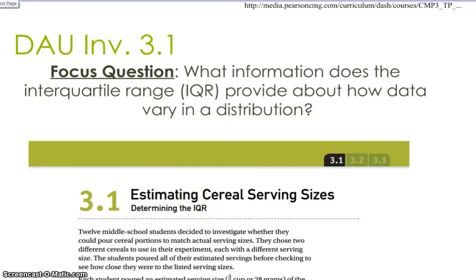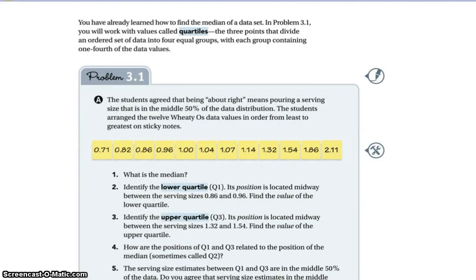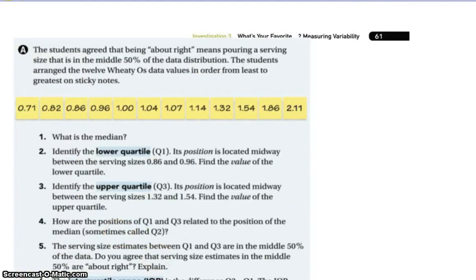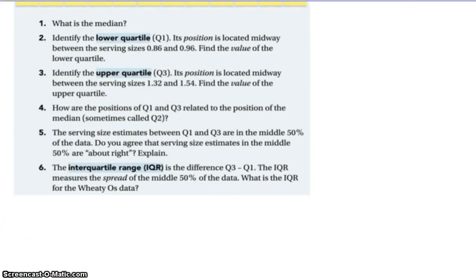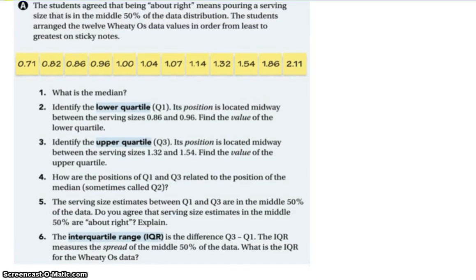All right, so let's take a look at question A. A comes from page 61 in our text. So we're going to go over to A, and what we're looking for here is simply to find the numbers. So this says that students agreed about being right, meaning a serving size that is in the middle 50% of the data distribution. So we're looking for the middle 50%, not the upper 50%, not the lower 50%, but the middle 50%.